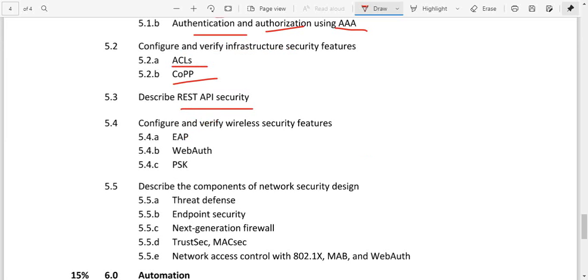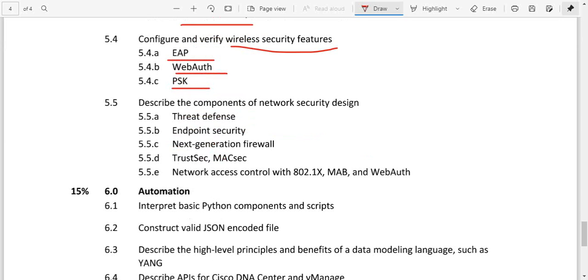What are the different wireless security features? EAP, web authentication, PSK. Describe the components of network security design: threat defense, endpoint security, next generation firewall. What is TrustSec, MACsec, and network access control with 802.1X, MAB, and web authentication?